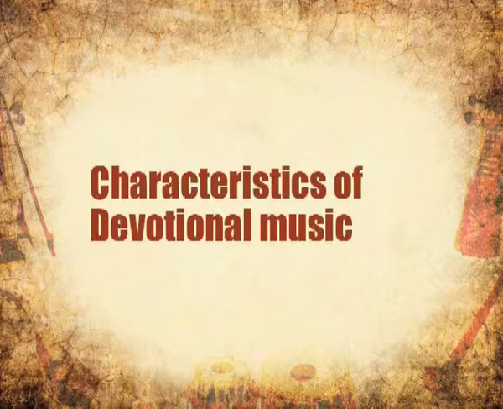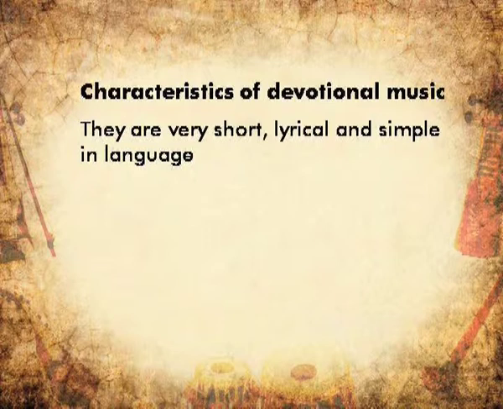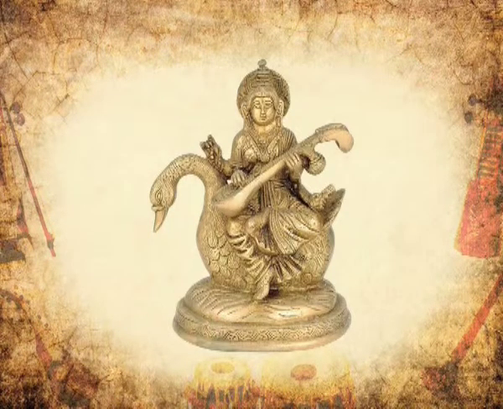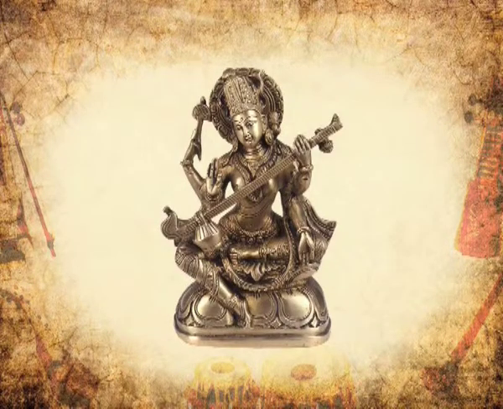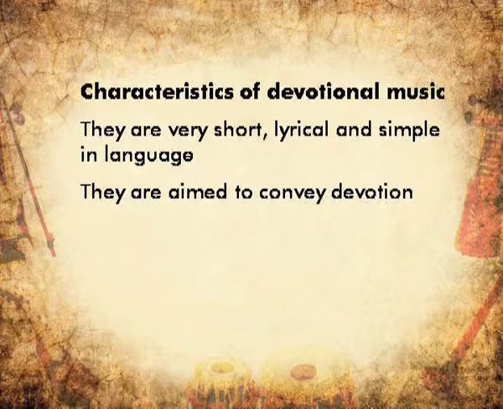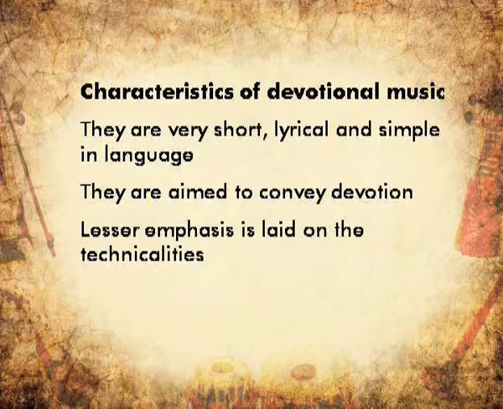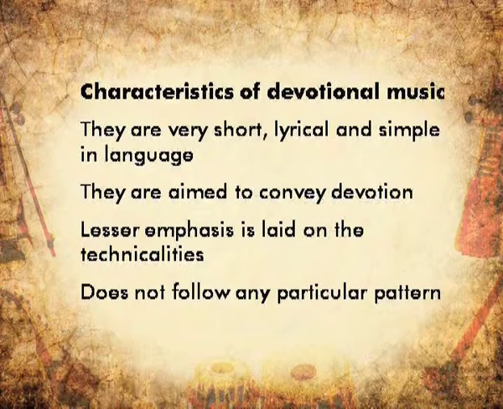Characteristics of devotional music. They are very short, lyrical, and simple in language, usually in simple rhymes. These short songs are repeated several times in varying speeds. They are aimed to convey devotion in its prime form, hence lesser emphasis is laid on the technicalities. It's a free form of music which does not follow any particular pattern.